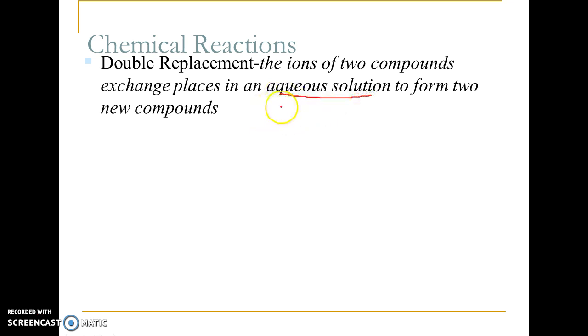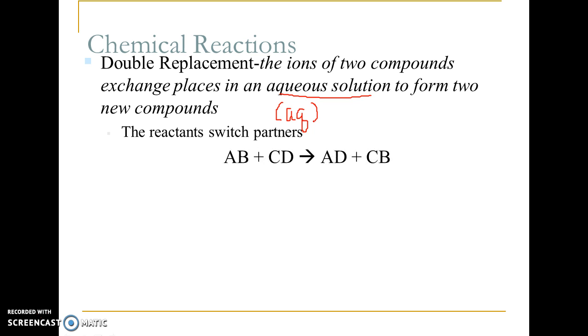Remember that aqueous means to be dissolved in water and will be indicated with an AQ as a state of matter. This is going to become important when we are predicting our products. Our reactants are all going to switch partners with one another, and here's our general equation for a double replacement reaction, which can be found on page 6 in your reference table, so make sure that you have your reference table handy. Here we have AB plus CD yields AD plus CB. Notice how the B and the D switch places.